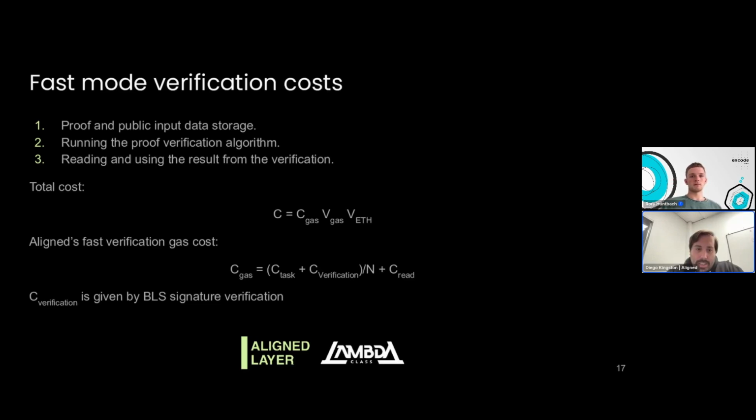Okay, and there is something nice about the fast mode of Aligned Layer, and that is that if you want to use the fast mode, then the cost of verification is the cost of verifying an aggregated BLS signature. Okay, and that is much cheaper than verifying any other type of proof. Okay, for BLS signatures, the verification consists of just two pairings, and that is a little more than 100K gas.